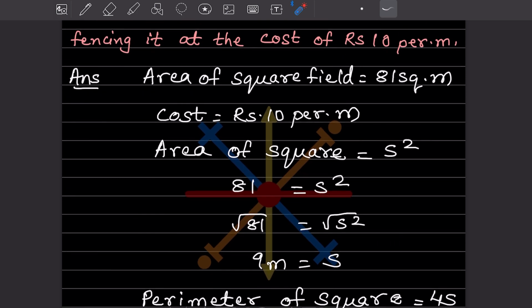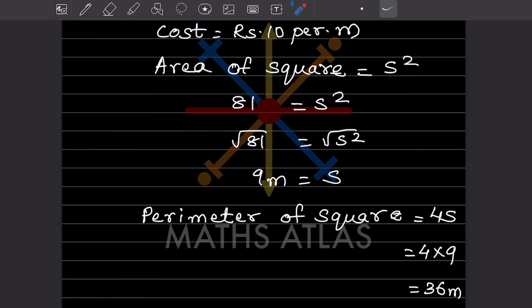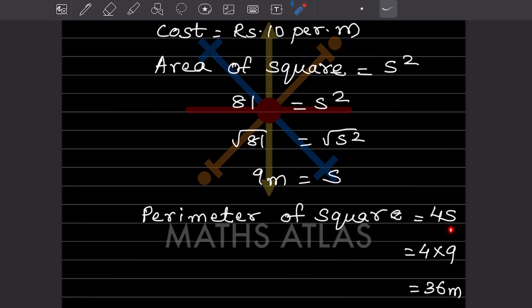Now what are you going to do? First thing, you write this one, the area. Why did we do the area? Because we knew the area. So with the help of this, we were able to find out the side. And now they said, find the cost at the rate of rupees 10 per meter. Per meter means this is the perimeter, not the area. So we have to start with the formula for this one. Perimeter of square, that is 4s. And now you got S as 9. So here you just put 9 and this 10.